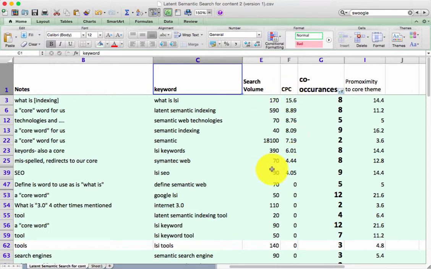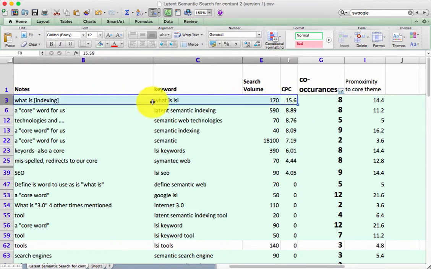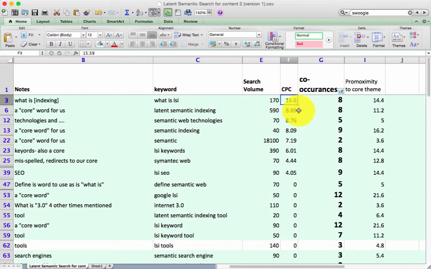Search volume is great, but at the same time, it'd be nice to know the competition too, and I think somewhere in here you could have the data for the competition. But to me, the cost people are paying tells you it's almost the same thing as competition. If someone's paying this much money, $15, what is LSI? Obviously, that's a very competitive term.